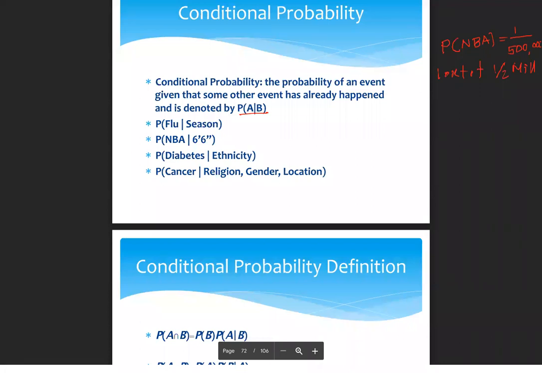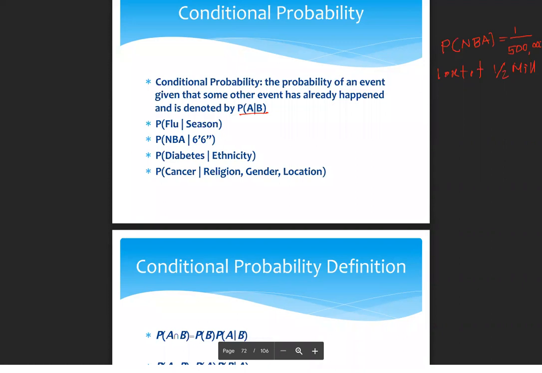Let me just double check my number. 250 million divided by 500. Yep. 1 in 500,000. So your chances of playing in the NBA is 1 in 500,000. That's probably not correct, okay?